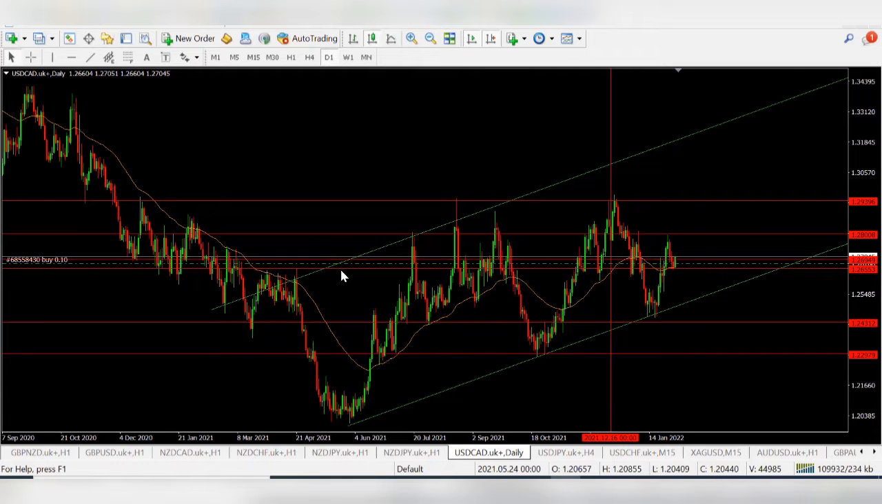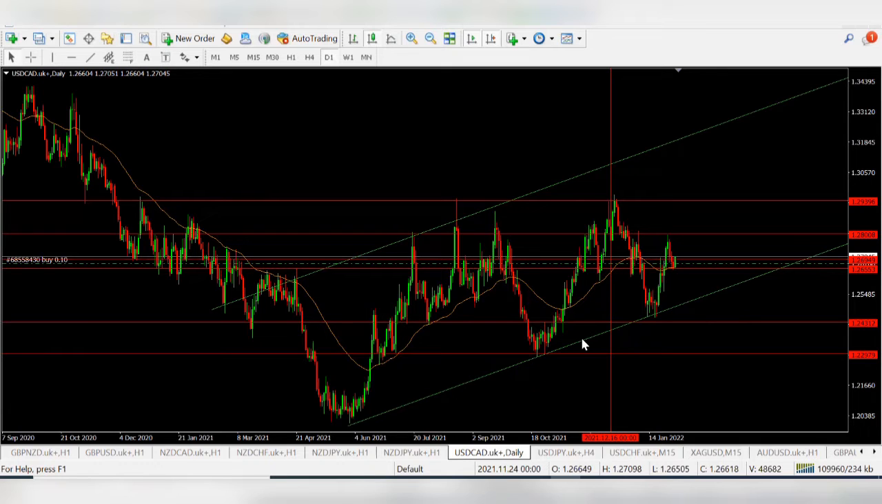As you can see, this market has been trending upwards for a while, and this is evident with the trend line at the bottom of the channel. So one touch, two touches, three touches, right? And it's moving nicely within the channel.